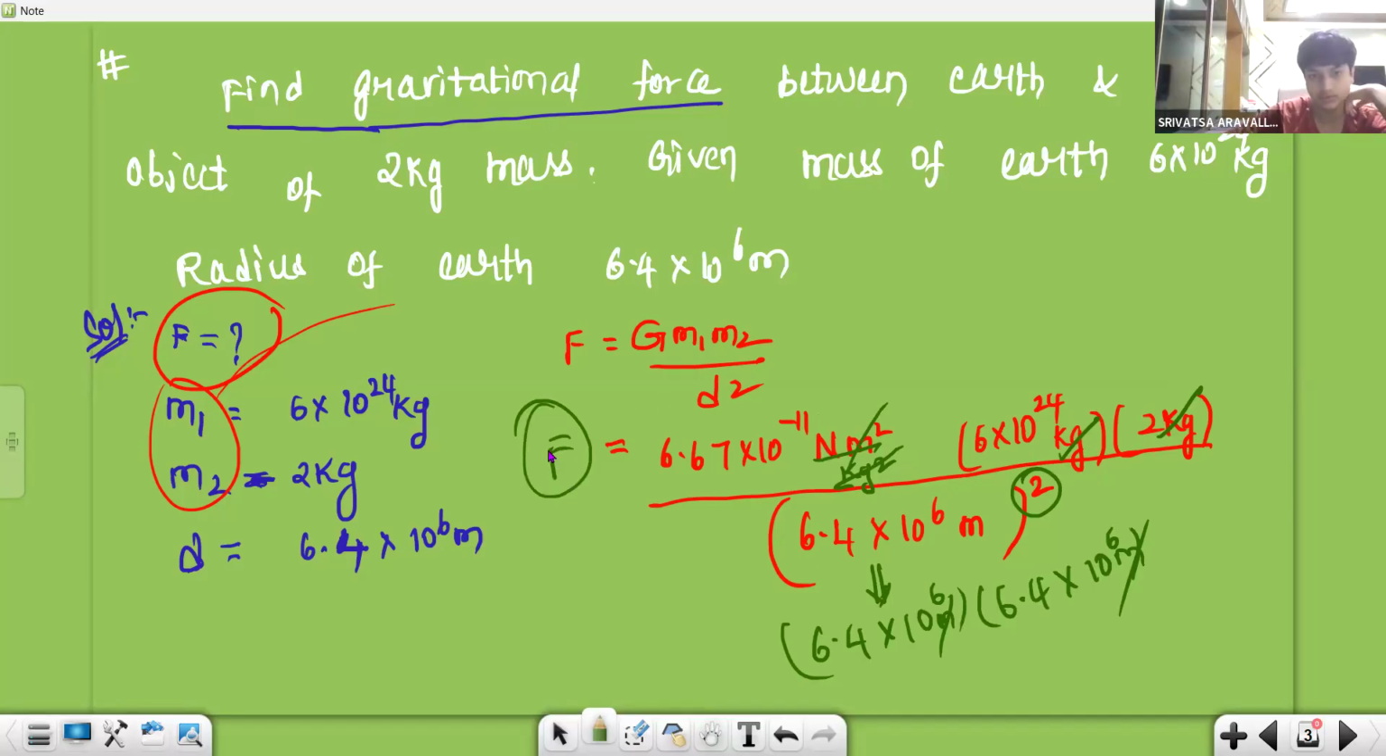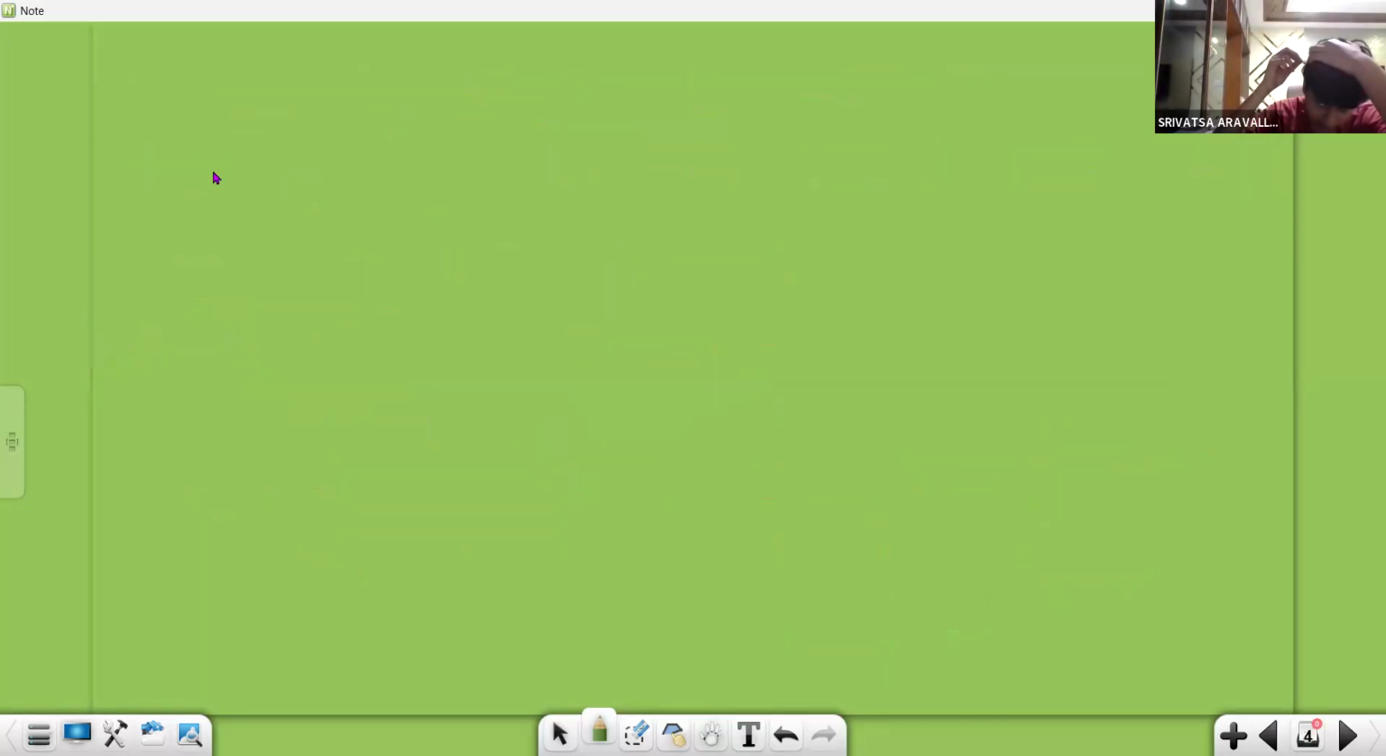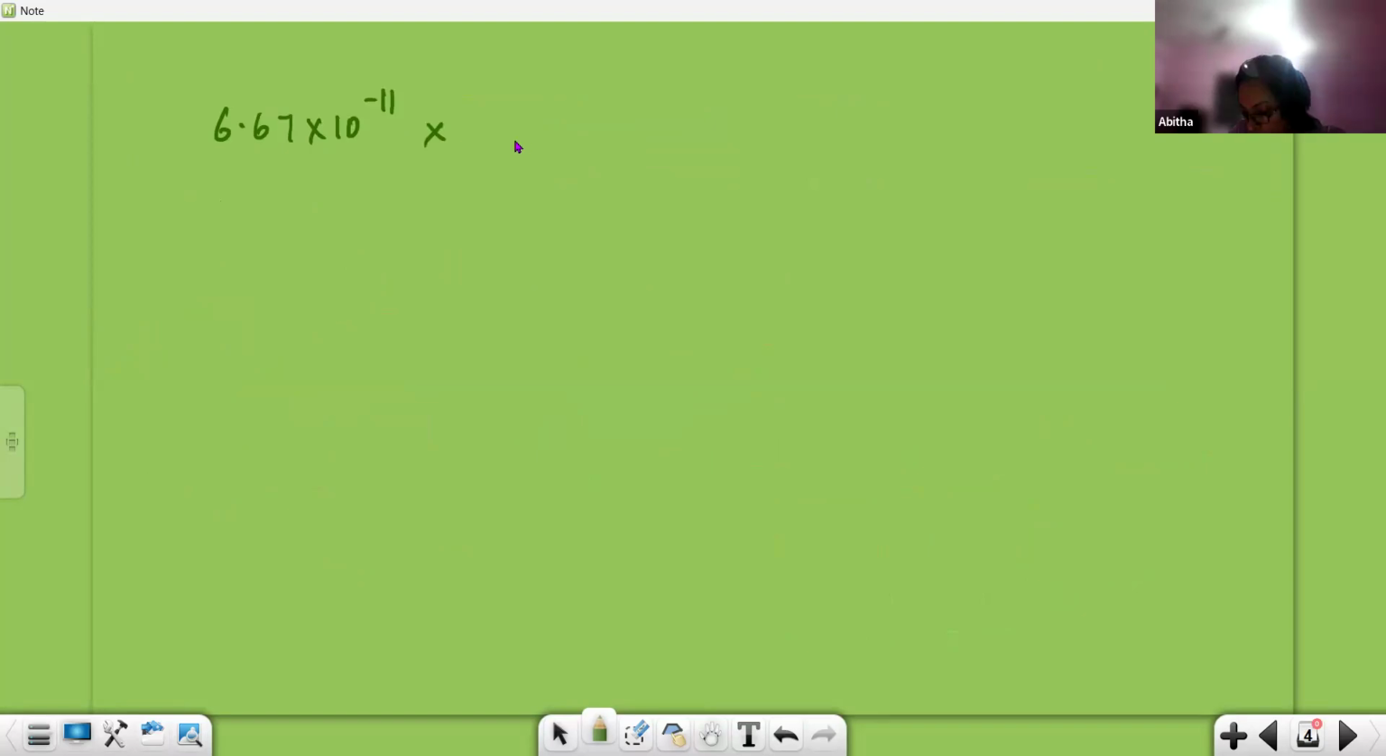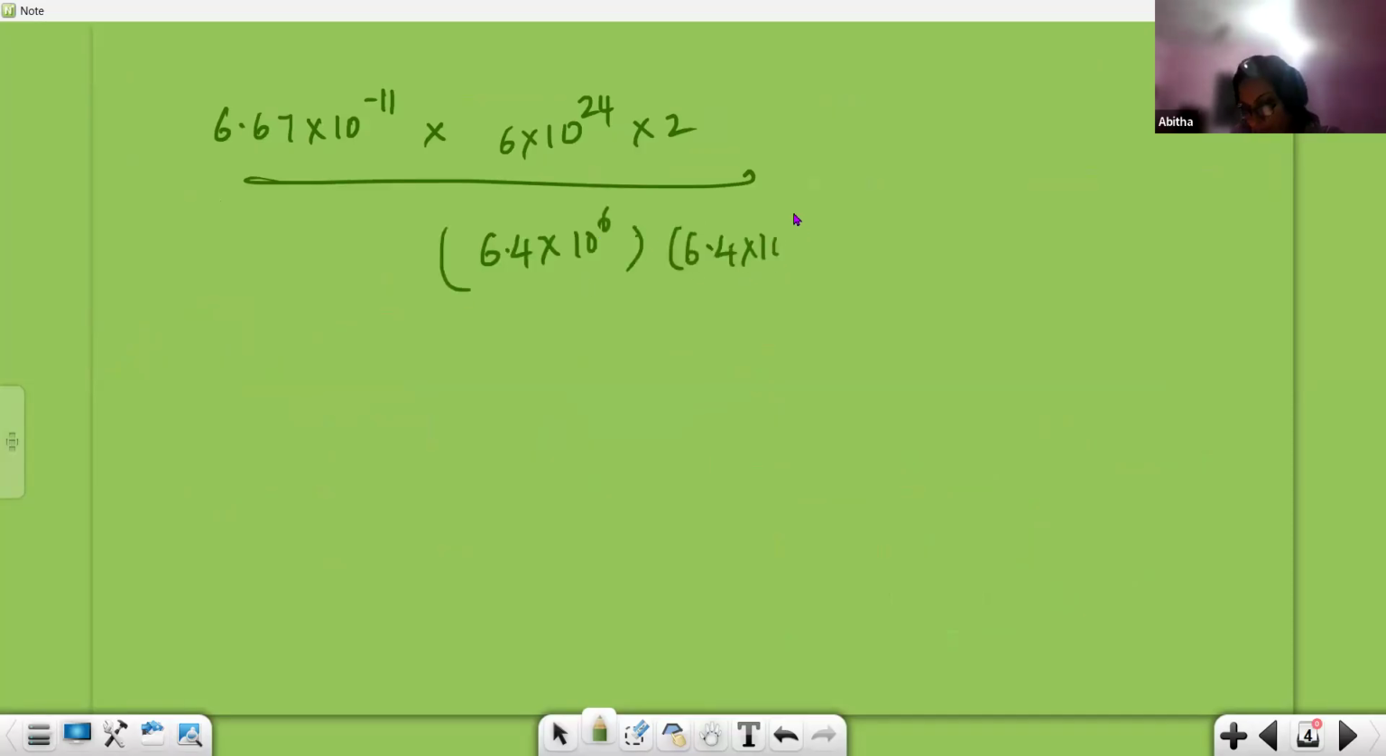Okay. So ma'am, for gravitational force, the final unit you are getting is Newton? Obviously, the unit of force is Newton. Okay. So you're good at calculations? Yes. Can you do this? Definitely. 6.67 into 10 power minus 11 into 6 into 10 power 24 into 2 by 6.4 into 10 power 6 into 6.4 into 10 power 6.